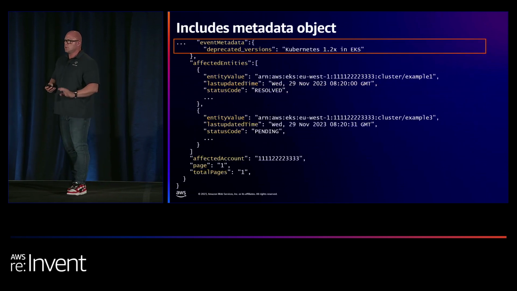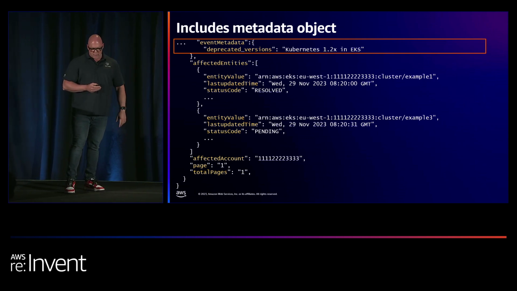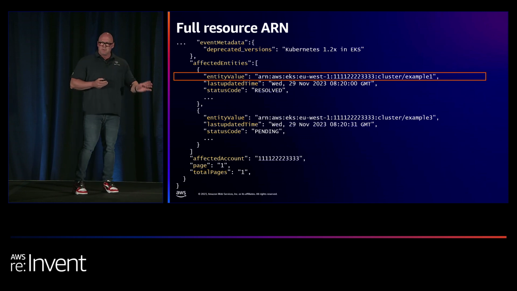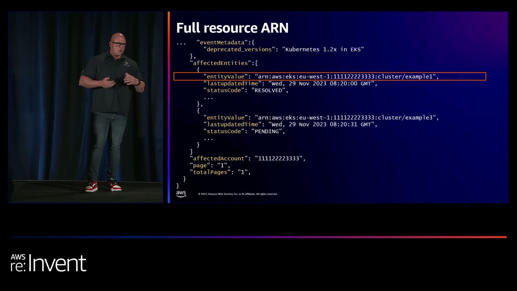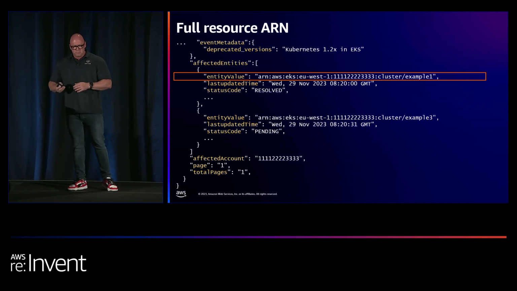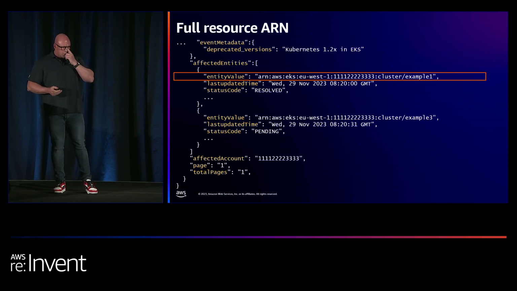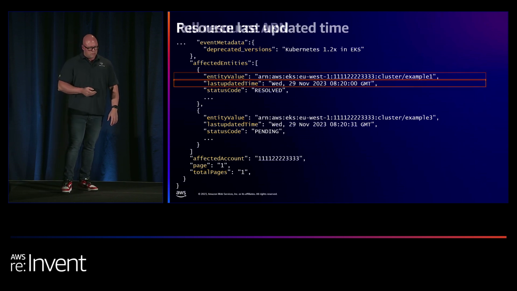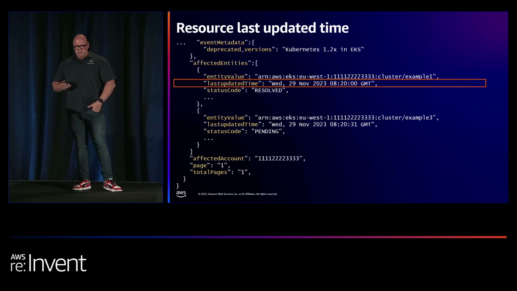As for the APIs, we include the event metadata, which will include things like specific versions that have been deprecated. Full resource ARNs are provided as before, and this is helpful on EventBridge because this helps you really create automations and perform enrichment of data easily. Like, for example, looking up resource owners, or even carrying out an automated action on a resource. The last updated time, once again, reflects the time at which the change was detected.